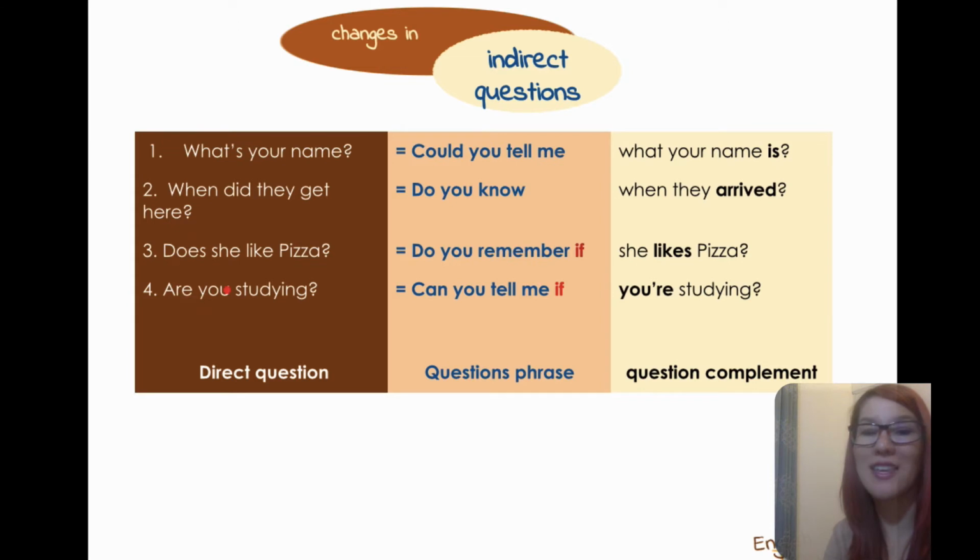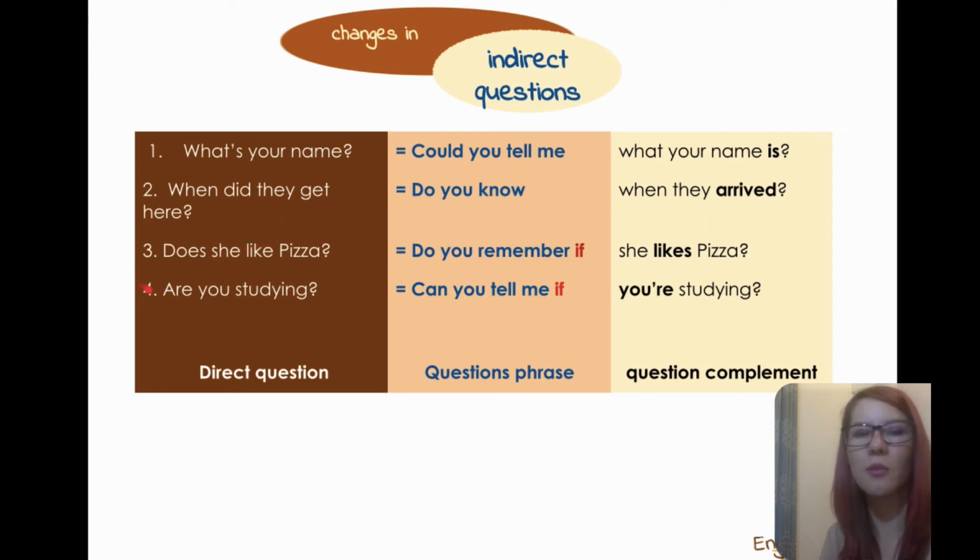Questions 3 and 4 are yes/no questions, and notice the change in number 3. This is a question with does. Does she like pizza? And we would change it to do you remember if, and we conjugate the verb. She likes pizza. You remember if she likes pizza. So does is completely gone, and now we conjugated the verb, and it follows the typical word order: subject she, verb likes, and complement pizza.